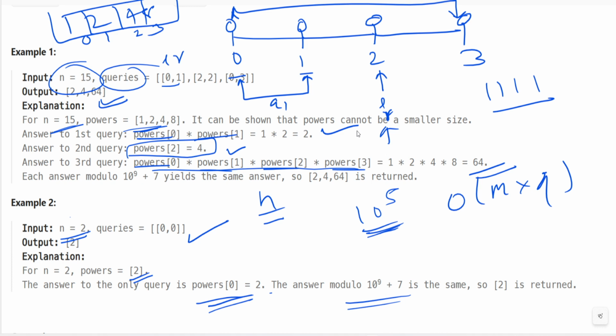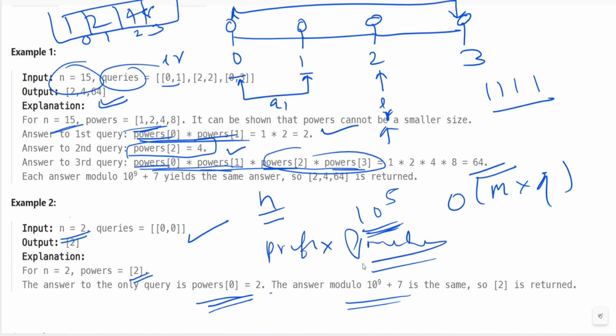So we should not multiply from scratch, from 0 and then 1 and then 2. We have already multiplied 0 and 1, and as you can see here, we only need to multiply these remaining things. So we should precompute a cumulative product, similar to a prefix sum. We will find the prefix product so we can answer each query in O of 1 time, and then take the modulo to prevent overflow. I hope you understand.